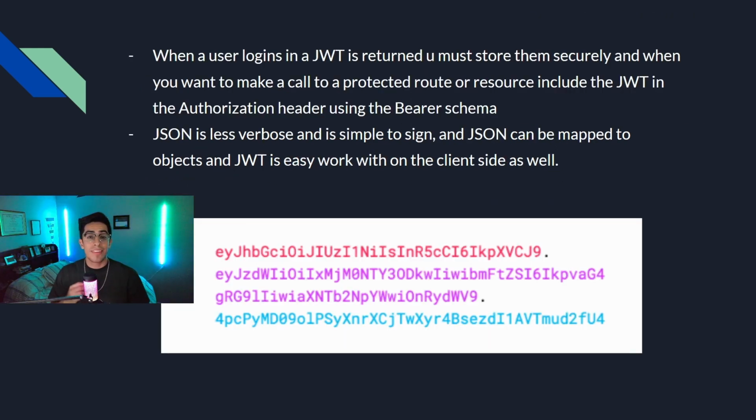When a user logs in, a JWT is returned. You must store them securely, and when you want to make a call to a protected route or resource, include the JWT in the authorization header using the bearer schema like I just mentioned. JSON is less verbose, and it is simple to sign, and JSON can be mapped to objects very easily, and JWT is easy to work with on the client side. And here you can see one example. So you see it's three parts: the red part, a dot, purple part, dot, and then the blue part. Those are the three things I just mentioned.